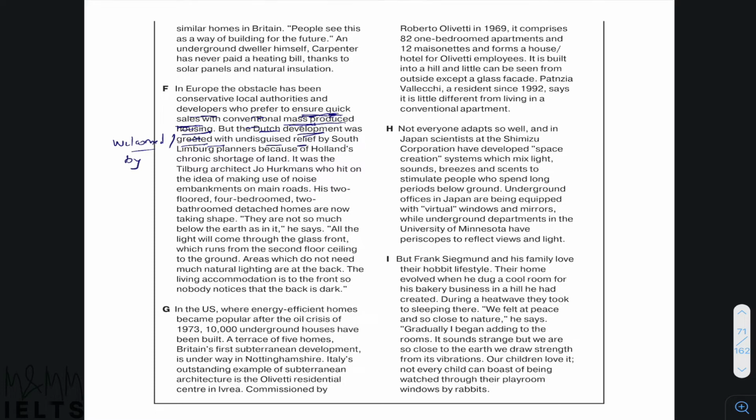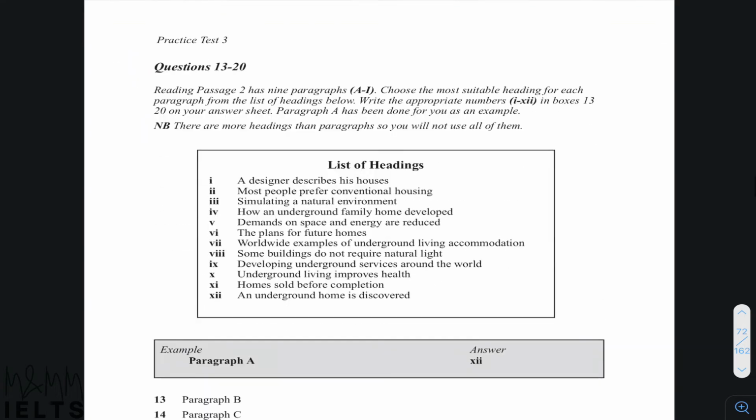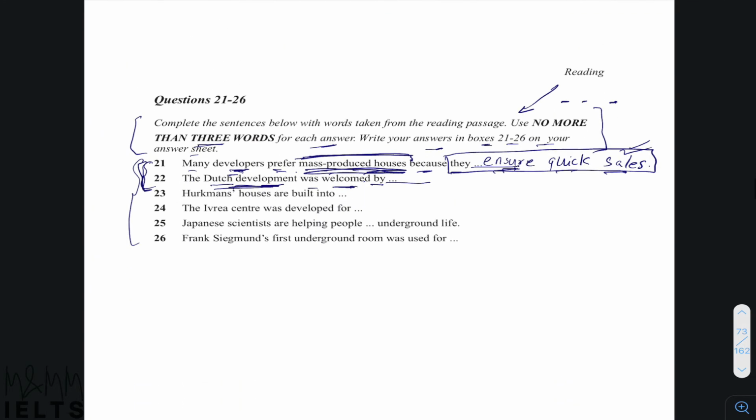We are looking for the who, as in the person, by South Limburg planners, because of whatever and whatever. That's not something which is relevant to us, but it was greeted by who? South Limburg planners. 3 words, it satisfies my condition, so my answer has to be South Limburg planners. No more than 3 words. Absolutely, that's my correct answer.